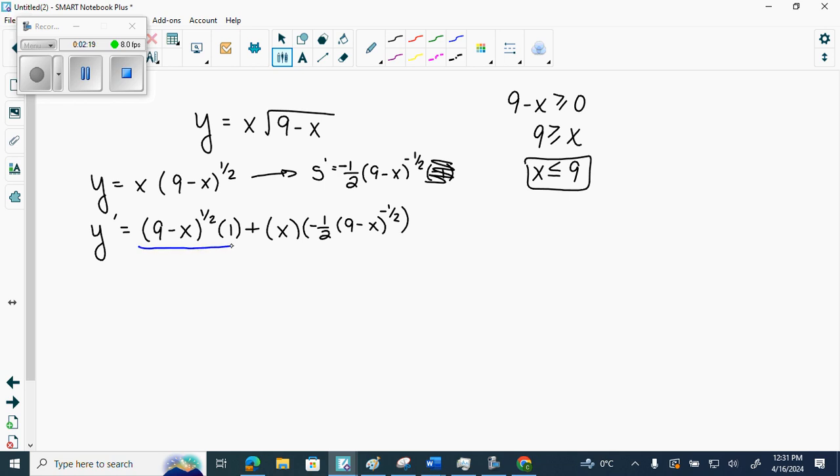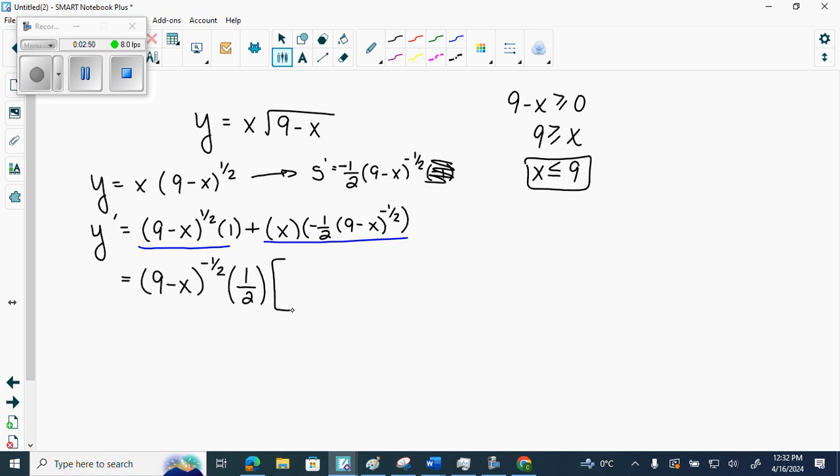Now this is one term. This is another term. And I say, what can I take out of both of those terms? (9 minus x) to the negative 1/2, true. What else? Take out 1/2. Okay, now what's left over? Taking out (9 minus x) to the negative 1/2 from (9 minus x) to the 1/2 leaves 1/2 minus a negative 1/2, which is 1. Remember, whenever we do these, they result in a 1.